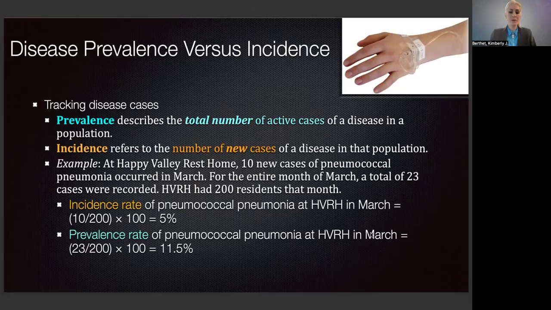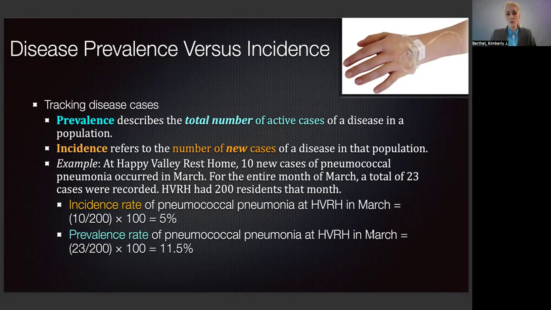On the other hand, we have pneumococcal pneumonia at the Happy Valley Rest Home. We have 23 total cases recorded. So that's going to be our prevalence, that 23 out of 200. So 23 divided by 200 times 100 gives us a prevalence rate of 11.5%.